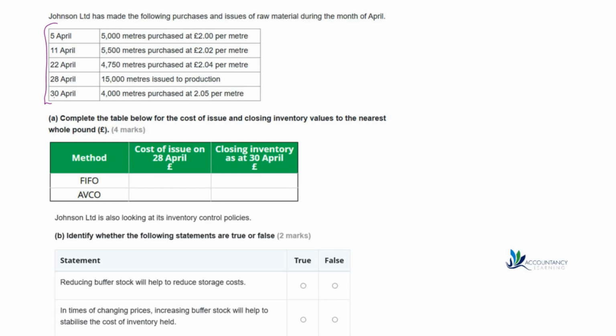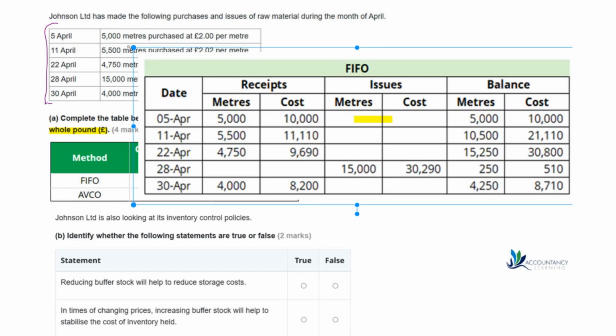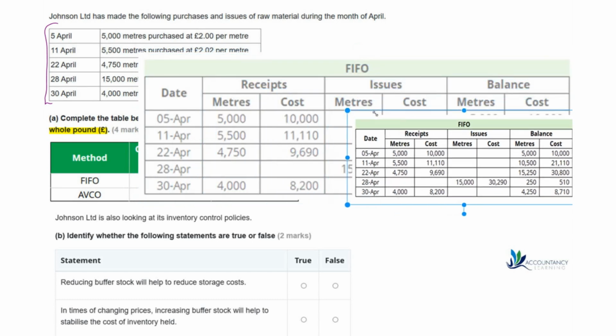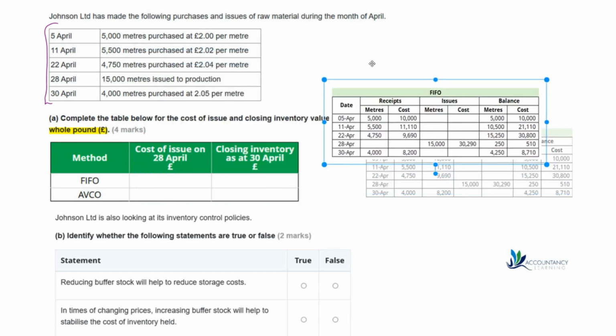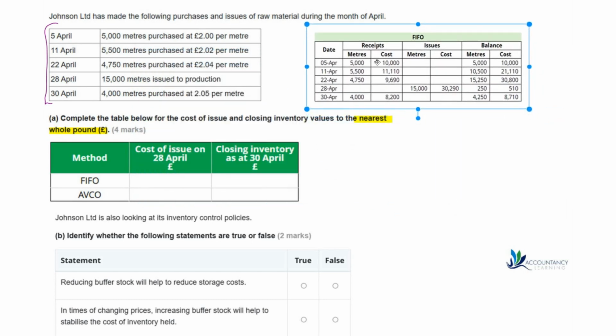For part A, we're asked to complete the table below for the cost of issue and closing inventory values to the nearest whole pound. So we're working to the nearest whole pound. Now, whenever we do a question like this, I would strongly recommend drawing out a receipts, issue and balance table. So I'm going to bring it up and then I'm going to talk you through how I've reached the figures. We're going to be looking for FIFO and AVCO, so we'll start with FIFO.